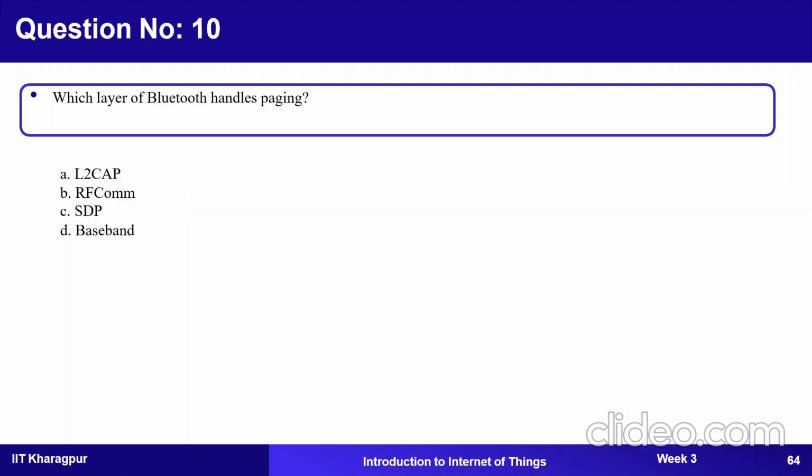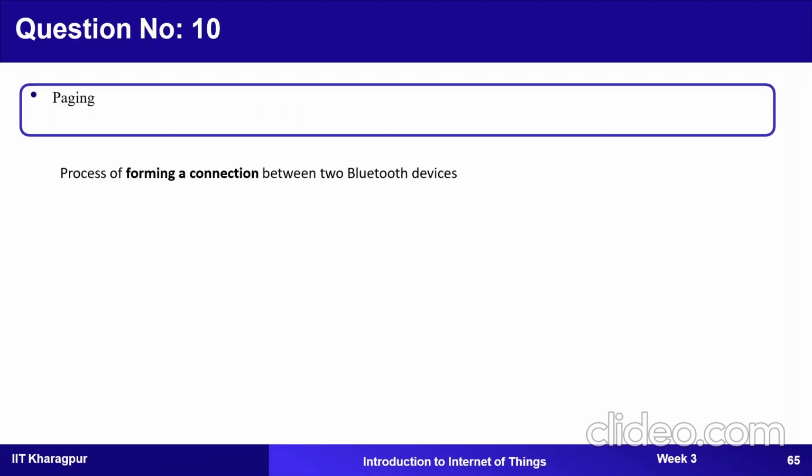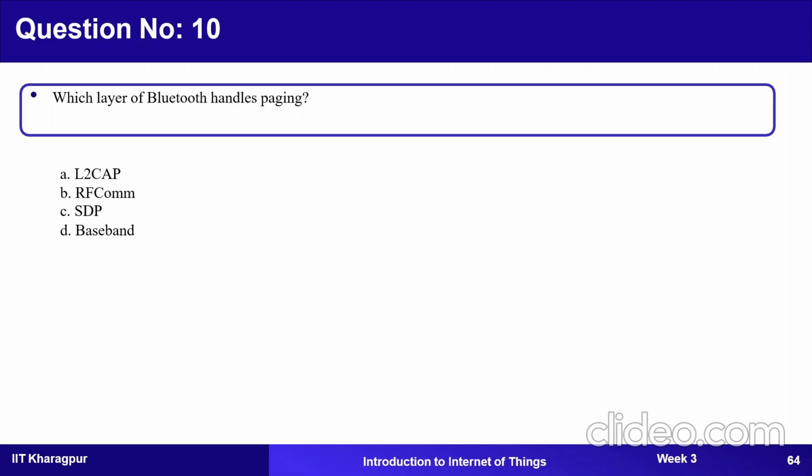Now next question is which layer of Bluetooth handles paging? Options are L2CAP, RFCOMM, SDP, baseband. This thing we have discussed a few minutes back only. So the correct option for this is baseband. This baseband is responsible for providing paging, inquiry, data whitening, and security. Although these functionalities are provided by your baseband layer of Bluetooth.